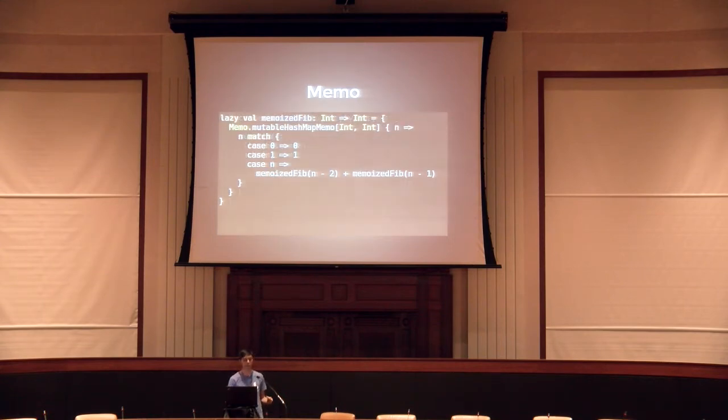It has this idea of a memo object, and we can create a mutable hash map memo that takes an int and returns an int. So we store this in a lazy val because we want to reference it recursively, and we need to specify the type there because of that. But we simply wrap up that same implementation that we had before, the simple naive approach, and we get a memoize function more or less for free as far as the code that you have to write.